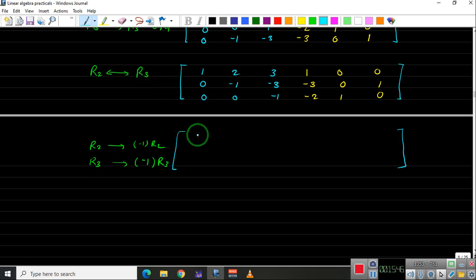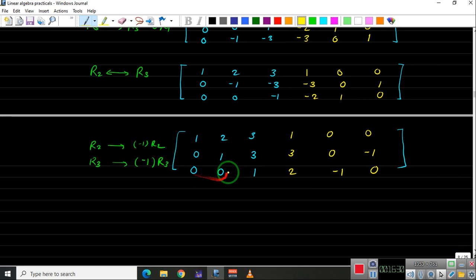So the first row is not going to change: 1, 2, 3, and then this side you will have 1, 0, 0. The second row we are multiplying by minus 1, and also the third row we are multiplying by minus 1. So let us complete this row: 0, this will be 1, this will be 3, this will be 0, 0, this will be 1. Then this minus 3 becomes plus 3, you are changing the sign. So 3, 0, minus 1, and 2, minus 1, 0. This is after performing these two operations. If you are getting confused, you can perform these operations one by one. We can perform both because they are independent of each other.